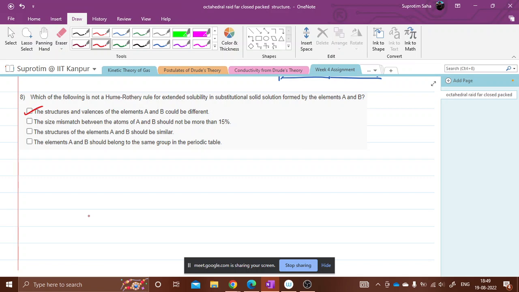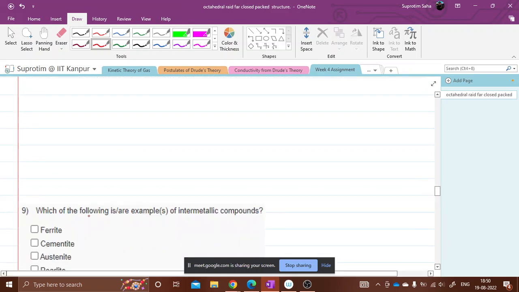And this is it, the statement that the elements A and B should belong to the same group in the periodic table is also not correct. Electronegativity has to be of the same order, so it is not necessary that it has to be along the same group, along the same column. So this also has to be ticked off.